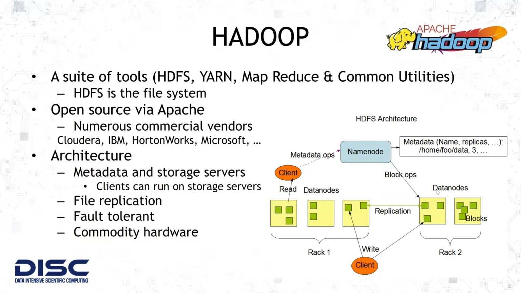So the first hybrid file system that we'll talk about is the Hadoop file system. Hadoop is actually a suite of tools: HDFS, which is the Hadoop file system, Yarn, MapReduce, and some common utilities. It's open source via the Apache license, and it has numerous commercial vendors. If you just Google Hadoop, you'll see a lot of them out there, a lot of support that's available. Companies like Cloudera, IBM, Hortonworks, Microsoft, and the list goes on.